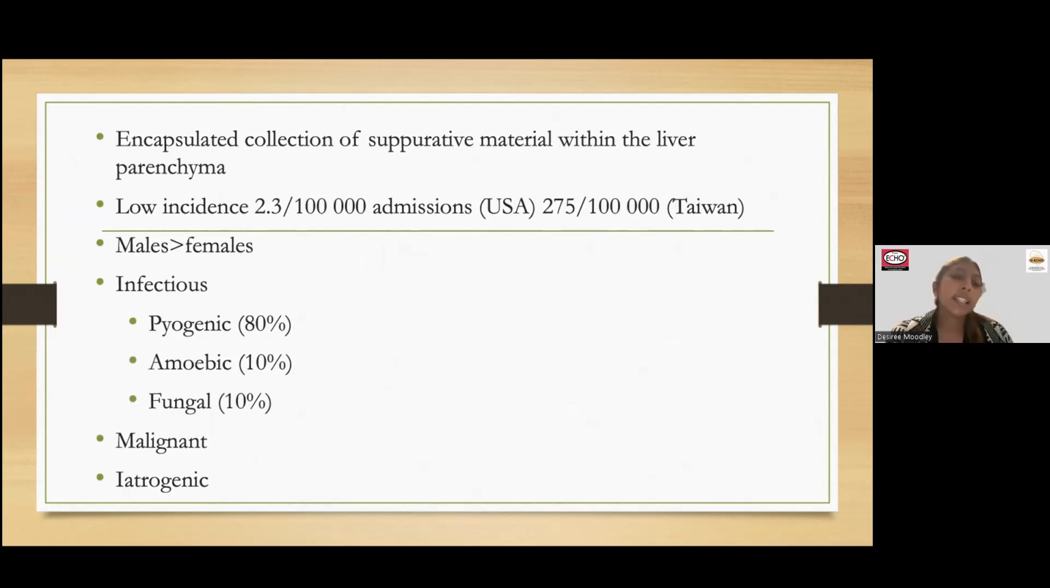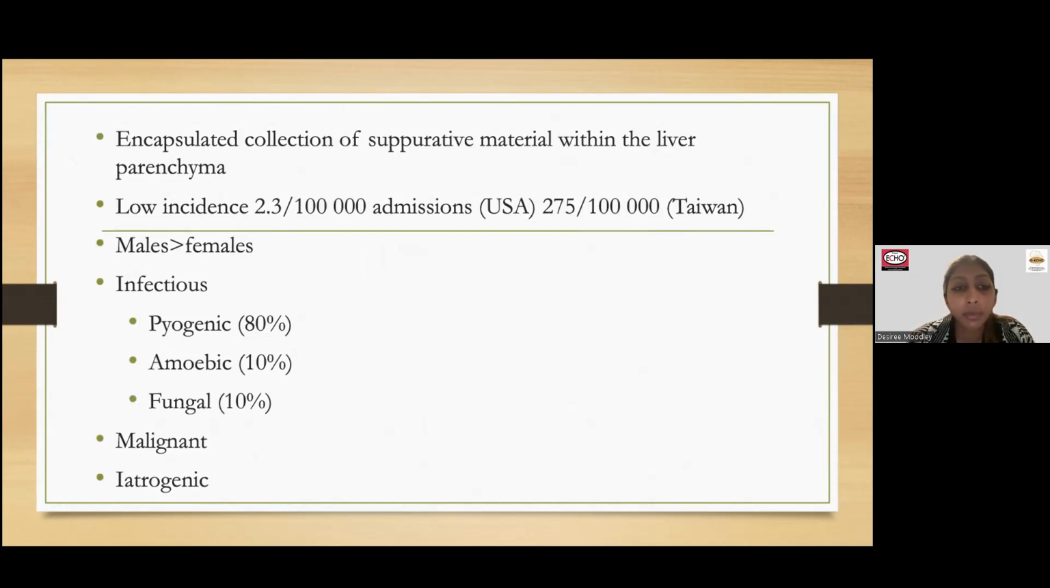So liver abscesses are encapsulated collections. You've got suppurative material within your liver parenchyma. Low incidence in the US, 2.3 per 100,000, a lot more common in countries like Taiwan at 275 per 100,000. Don't really have numbers for sub-Saharan Africa. Seen in males more than females, and you get infectious, malignant, and iatrogenic.